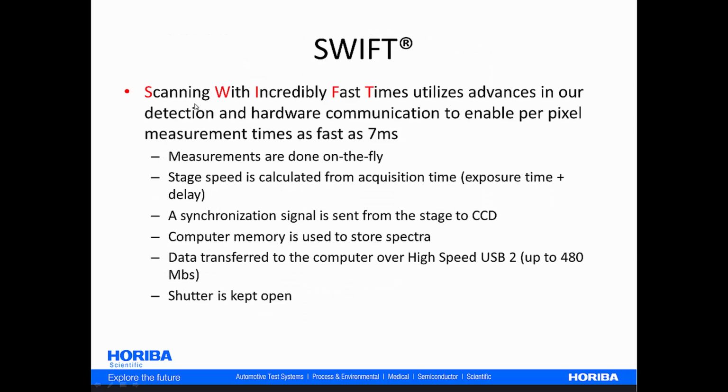SWIFT is the acronym for Scanning with Incredibly Fast Times. And it basically involves the detection and hardware communication, meaning communication between the camera and the electronic stage and its motion, to enable per pixel measurement times as fast as 7 milliseconds. So what we have then are measurements that are done on the fly. The stage is continuously moving, and the stage speed is calculated from the acquisition time that's set, so it's controlled by the camera, and you have a synchronization signal sent from the stage to the CCD. And computer memory is used to store the spectra, and the data are transferred over a high-speed USB connection, and the shutter is kept open throughout the entirety of the data acquisition.